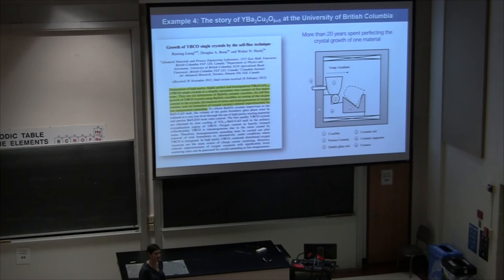So this is, of course, a very important high-temperature superconductor. And a group of scientists at UBC, led by Ruxing Liang, who was a professional materials scientist, worked on the growth of this material for well over 20 years, dating back to almost the very beginning of the discovery of high-TC, up until about 2012.